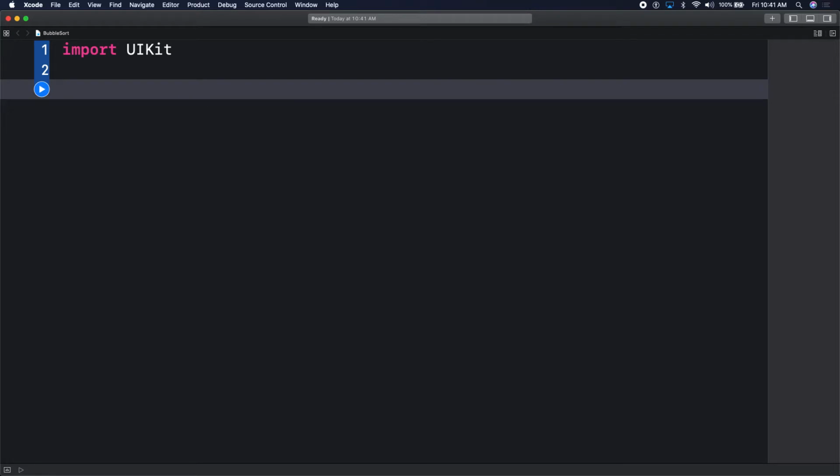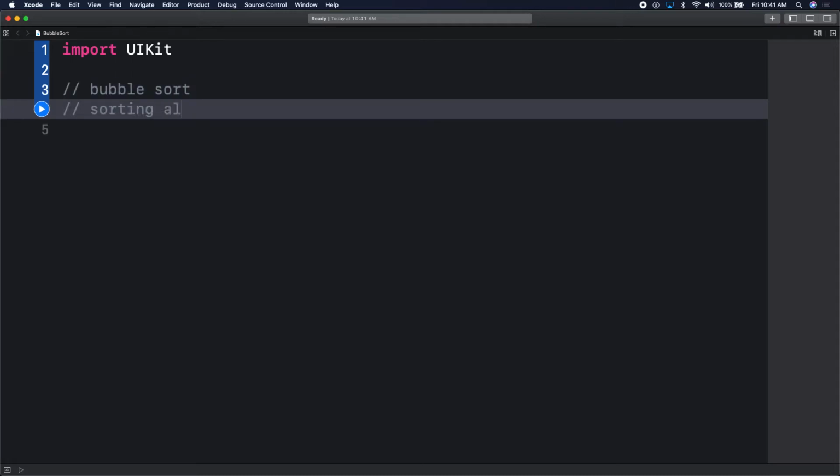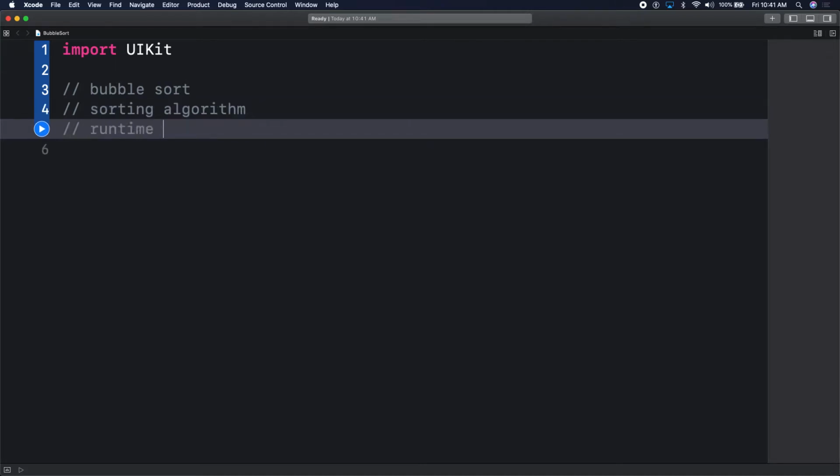Okay, so what are we doing? We're doing bubble sort. It's a sorting algorithm. The runtime of bubble sort.